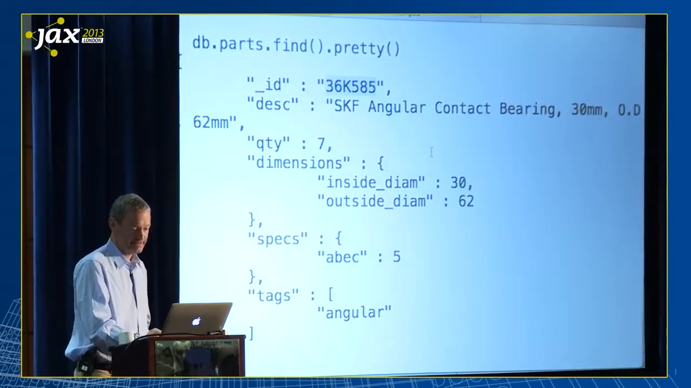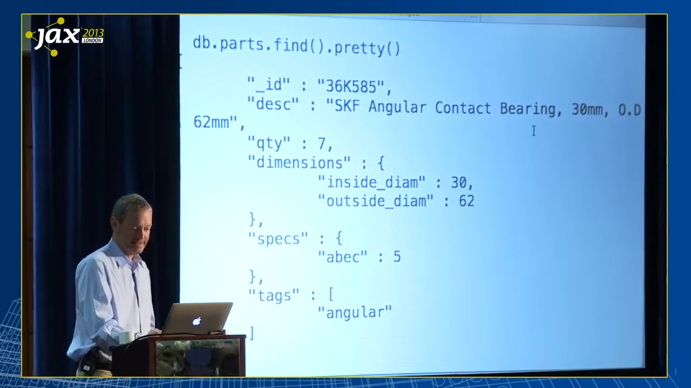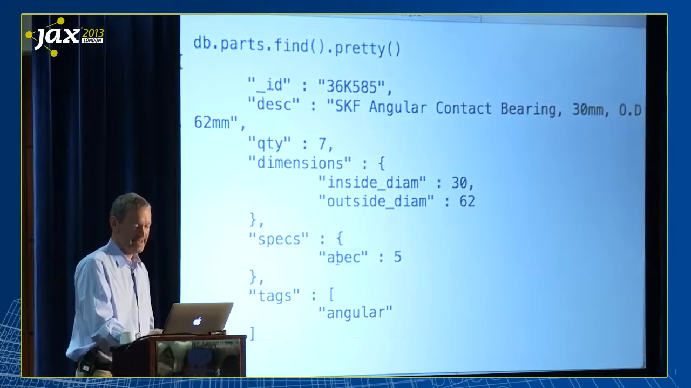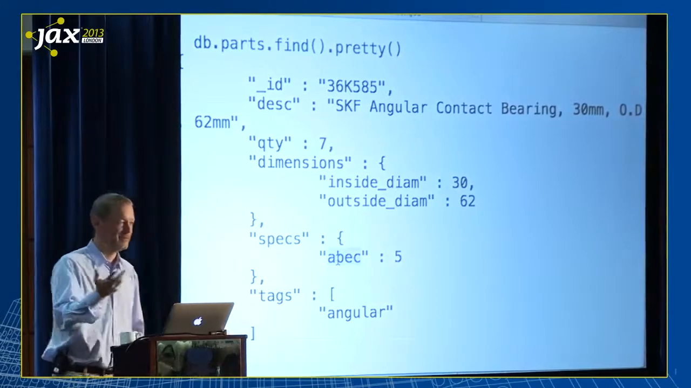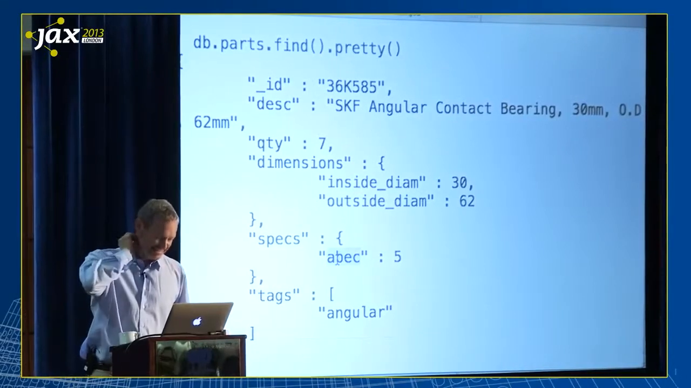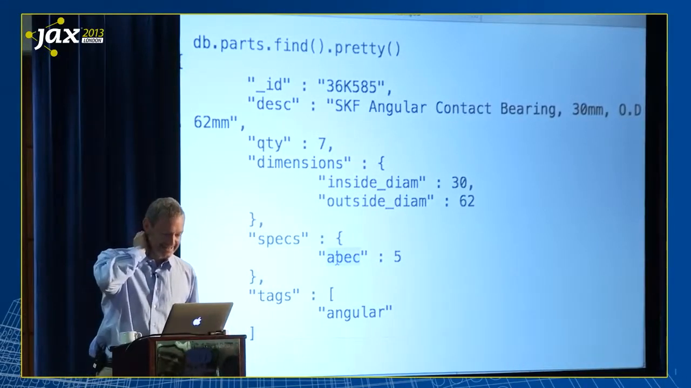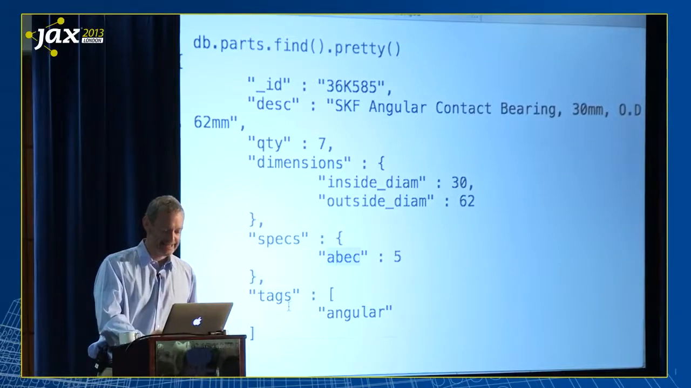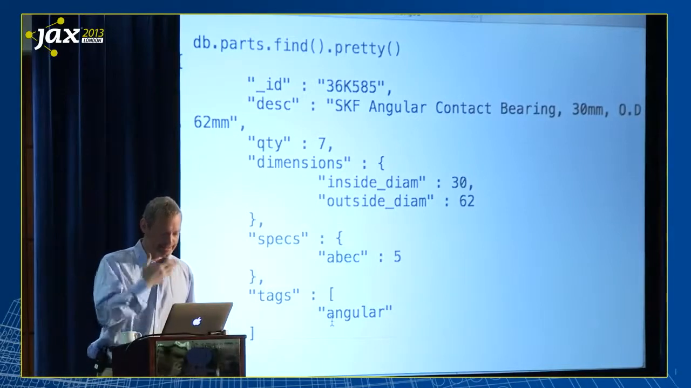the ID, description, quantity, and some other fields here, like dimensions. And you'll see we're doing some nesting here, some specs. So this is a ball bearing, so there's actually an ABEC spec for it. So like if you ride skateboards, you would know this. I don't, but I know this, and so forth. And then tags, an array of tags. Okay, so that looks pretty good.